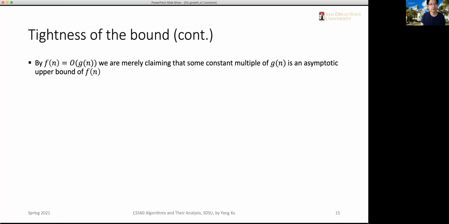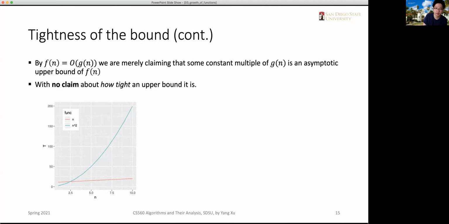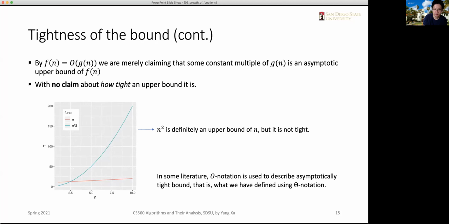And now let's look at the tightness of the bound. By f of n belongs to big O of g of n, we are simply claiming that some constant multiplied by g of n is an asymptotic upper bound of f of n. But we didn't claim how tight an upper bound it is. So in this case, the n squared in green color is of course an upper bound for n, right? But it is not tight.